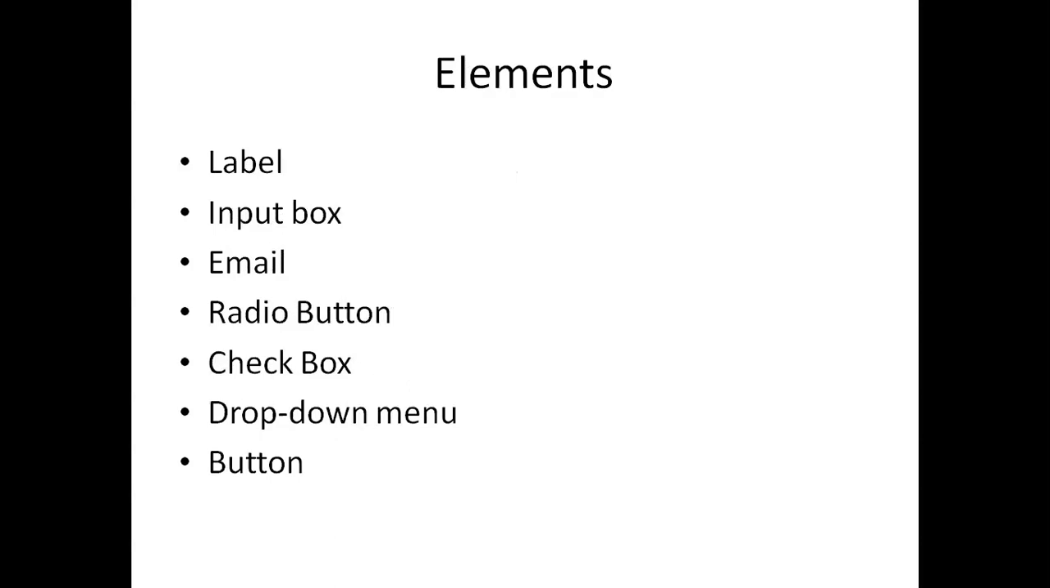So what are the various elements that you can use within the form? These are broadly speaking the important elements. There are other elements also, but I'm just checking out only the important ones. And that includes the label, input box, email, radio button, checkboxes, drop-down menu, and a submit button that is used to submit the information that you have entered on the form.